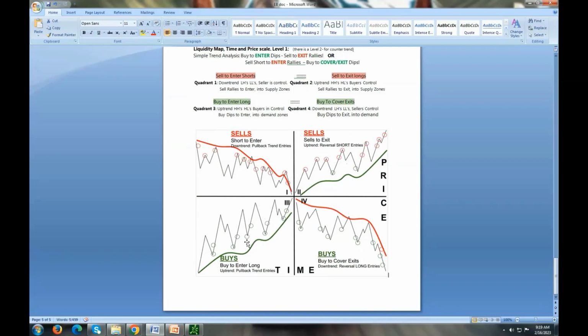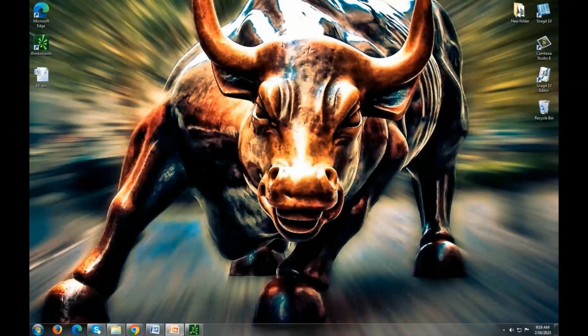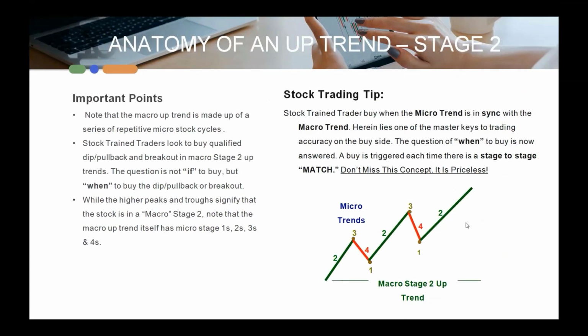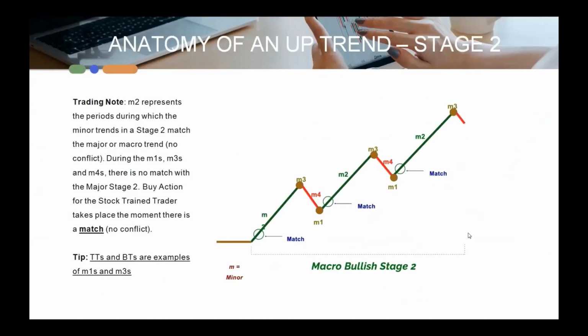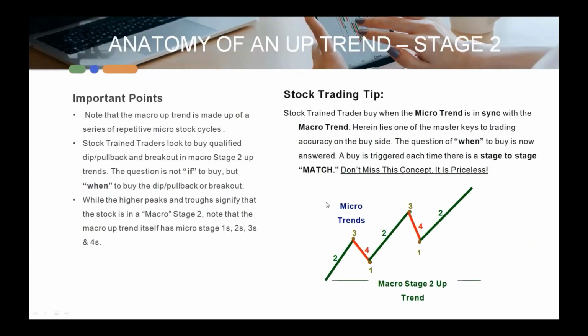concept, but I just wanted to show you where these circles are placed, strategically placed and drawn, illustrated based on what's called stage matches. Okay. So it kind of looks something like this, with some key important points. All right. Note that the macro uptrend is made up of a series of repetitive micro stock cycles.